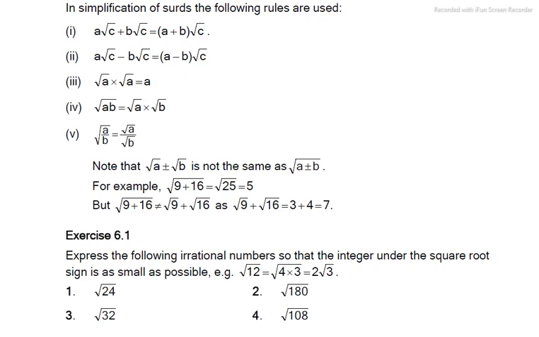Let's go to number 4. Rule number 4 says if I have two figures under the root which are multiplying each other, then probably I could separate them. For instance, we are given root ab, whereby a is multiplying b. So root ab is the same as root a times root b.